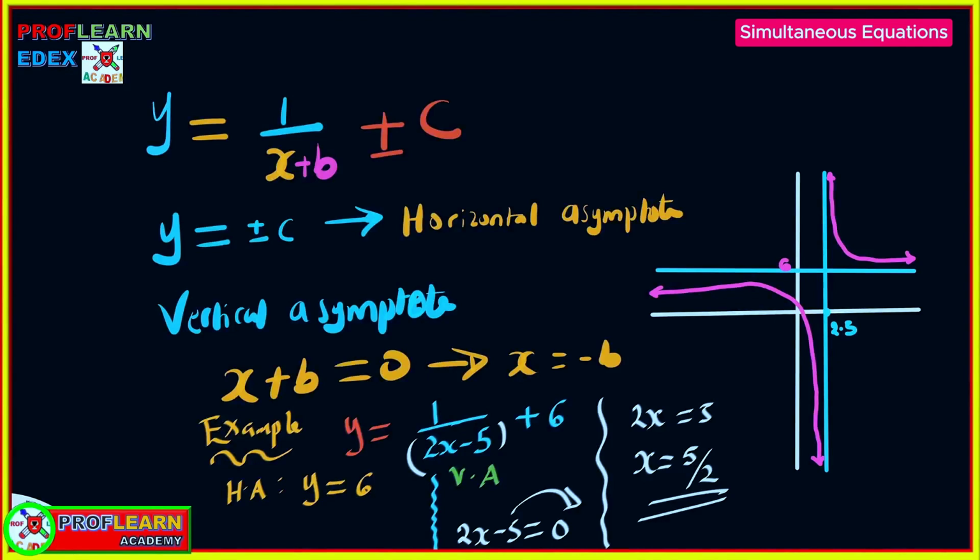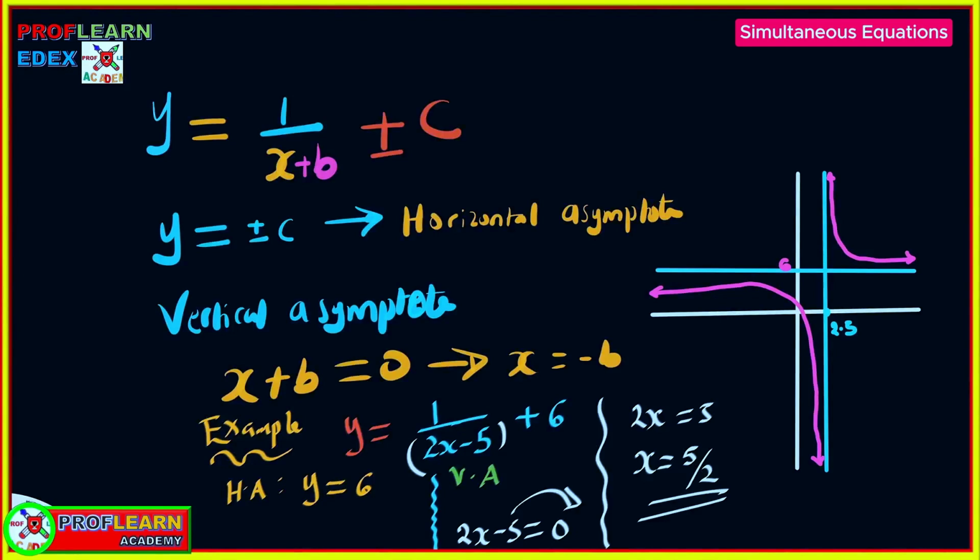So in this case, if you are given y equals 1 over x plus b plus or minus c, a general equation can be of the form y equals 1 over 2x minus 5 plus 6. That plus 6 gives us the horizontal asymptote. So meaning the horizontal asymptote is going to pass where y equals 6. If that value was minus, we would say the horizontal asymptote is minus 6.